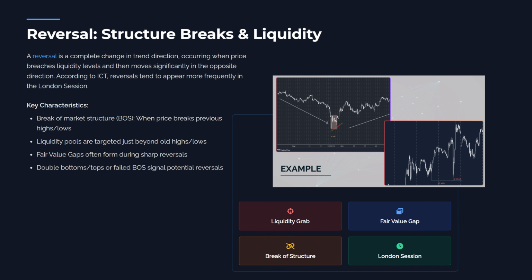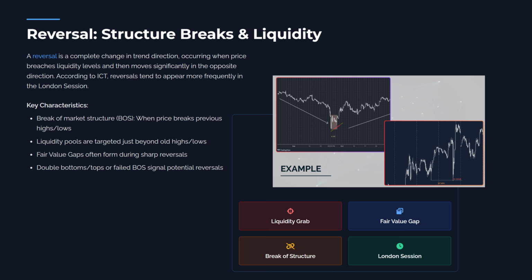Now we come to reversals, and this is where things get really exciting for traders. Let me use a car analogy to explain this. Imagine you're driving down a highway, and suddenly you see a sign that says, "Road closed, detour required." You can't keep going in the same direction anymore. You have to completely change course. That's what a reversal is like in the markets.